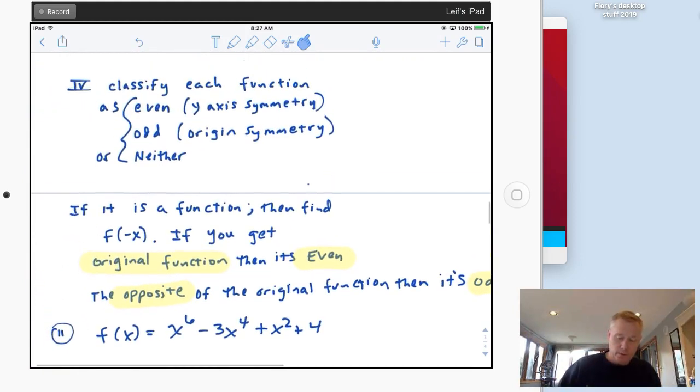And if you don't believe me, we can ask somebody else. Alexa, what's an even function?